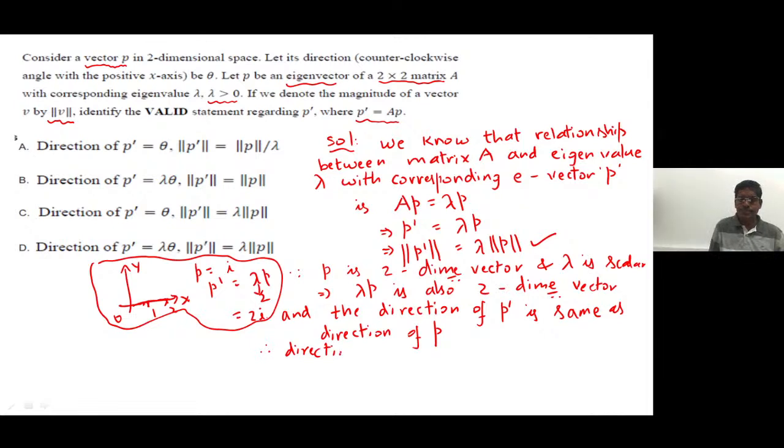The direction of P dash is theta. So take care, from 1 and 2, the direction of P dash is theta and the magnitude of P dash is equal to lambda times the magnitude of P. So accordingly the answer is option C. Hope that is understood and everyone is following.